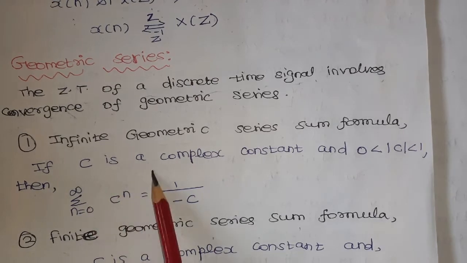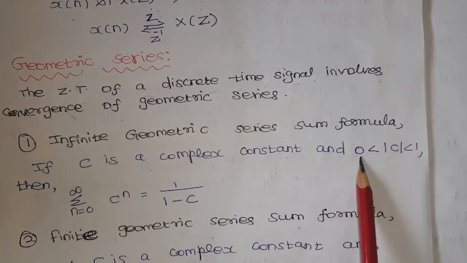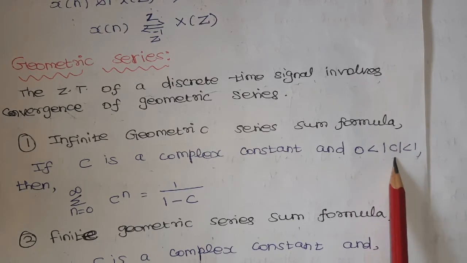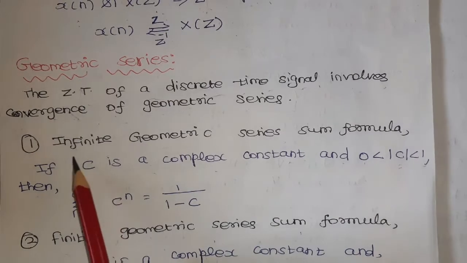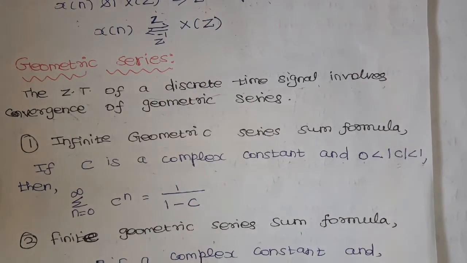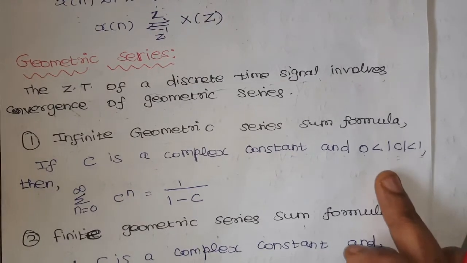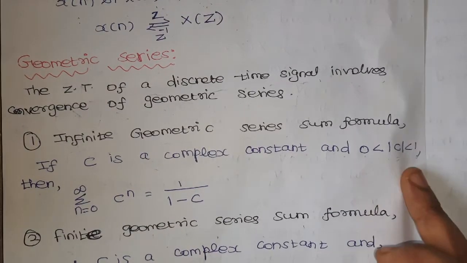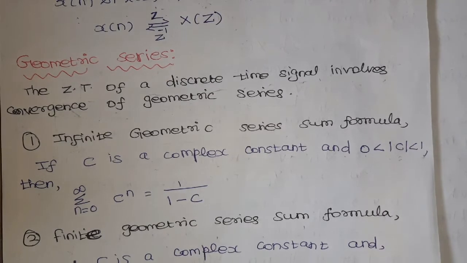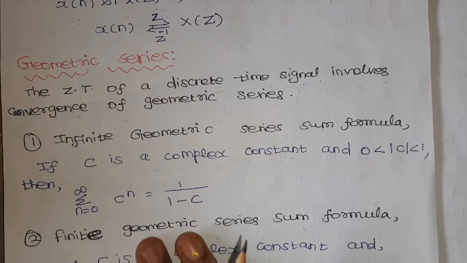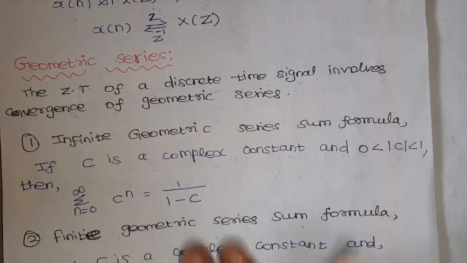If C is a complex constant, the magnitude of C should be less than 1 for the infinite geometric series formula. This is the important notable point here. Magnitude of C should be less than 1. If and only if the magnitude is less than 1, we can apply this formula for the infinite geometric series sum.